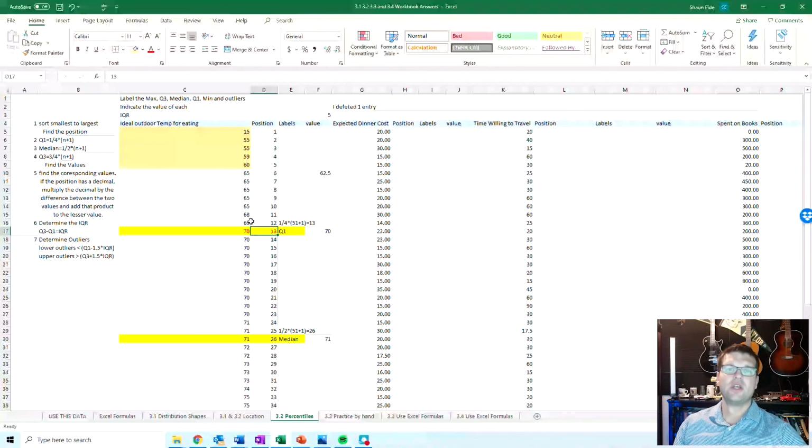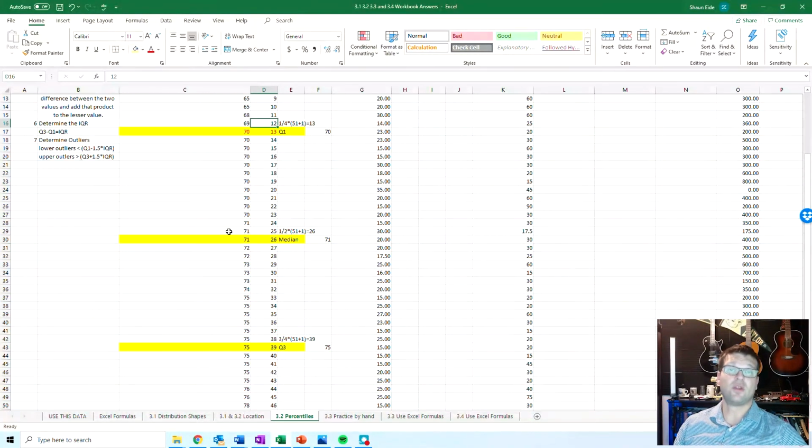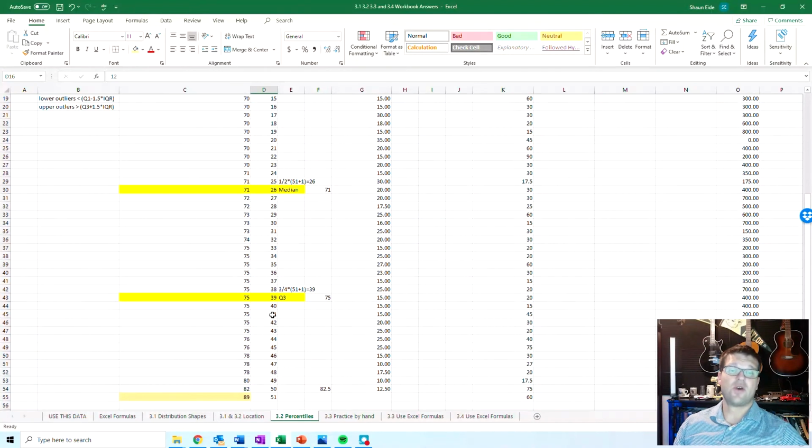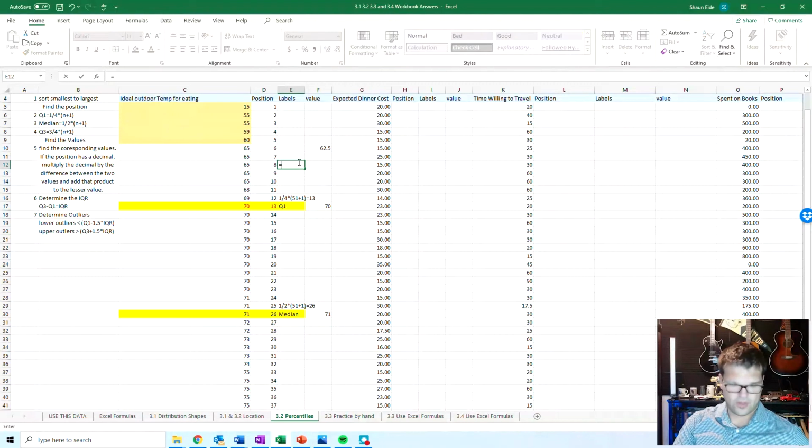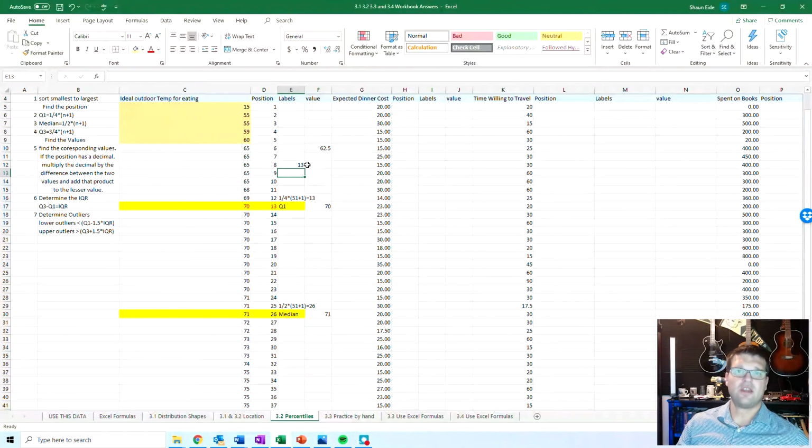And so we've got 1/4 multiplied by n plus 1, where n is 51. There's 51 observations, so n plus 1 is 52. So we have 1/4, which is 1 divided by 4, and then multiplied by 52. And that's going to give us 13. 13 is not the value, but rather it's the position.